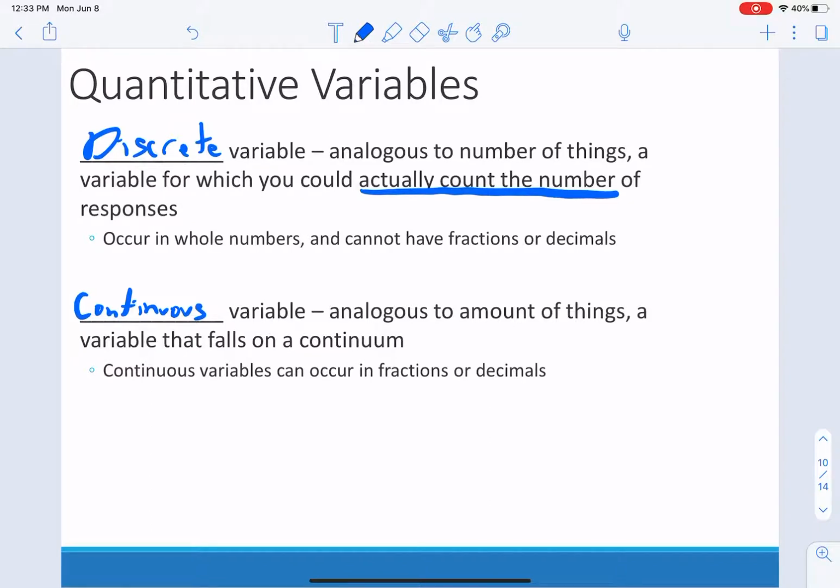The take home is that discrete variables, discrete numbers, are whole numbers. And then continuous is anything with a decimal. And it goes off into however far you want. Okay.